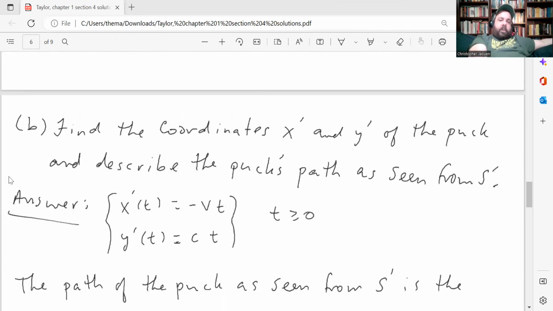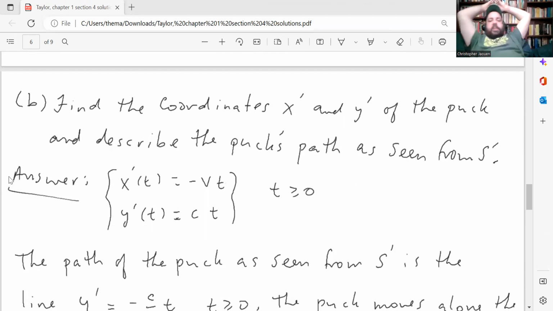And for part B, they ask, find the coordinates x prime and y prime of the puck and describe the puck's path as seen from S prime. Okay, so y prime stays the same. It's still going north at constant velocity. So y prime of t is c times t.